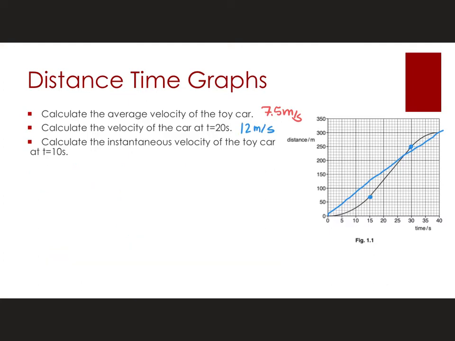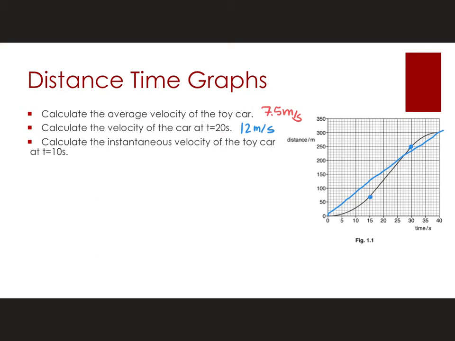And now we're down to the last part. Calculate the instantaneous velocity of the toy car. Now what that means is I want to know what's the speed that I would actually read. For example, if I was driving my car, what would the speedometer tell me? It wants to know the speed at that exact moment.